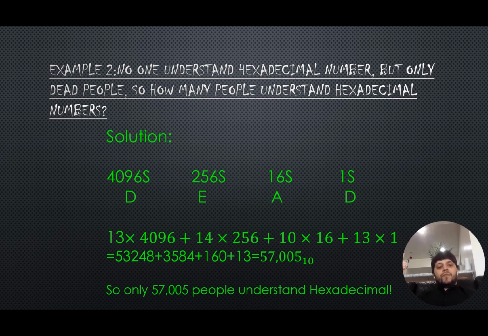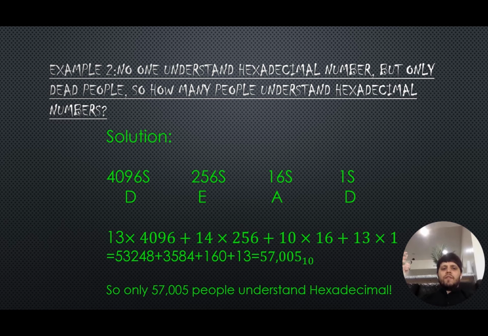So multiplying these numbers, D is 13 times 4096, and that would give 53,248. And E is 14 times 256 will give me 3,584. A is 10, 10 times 16 is 160. And D is again 13, 13 times 1 will give me 13. If you add them together, they will give you 57,005 people are actually dead.